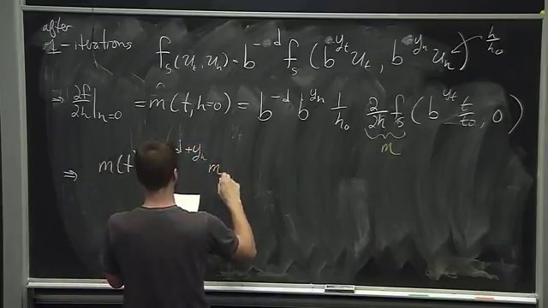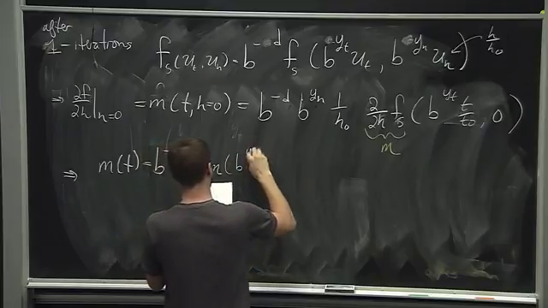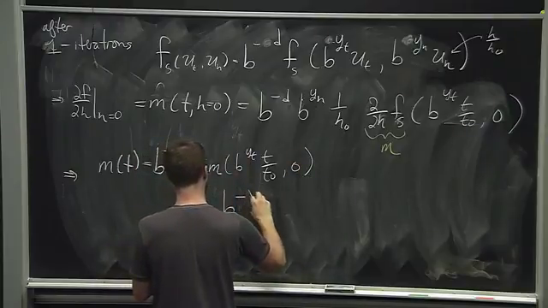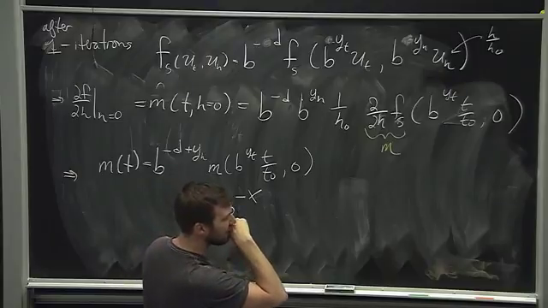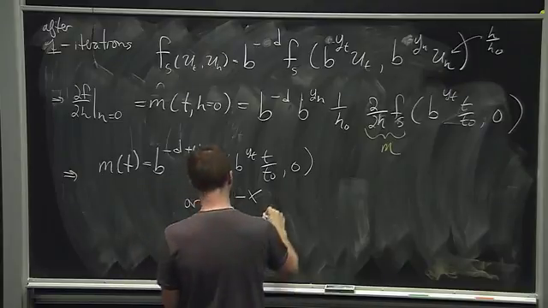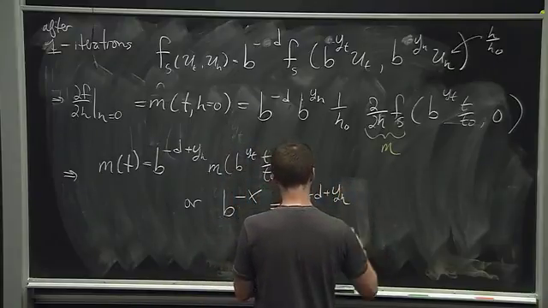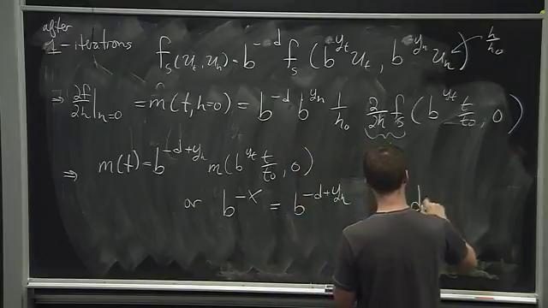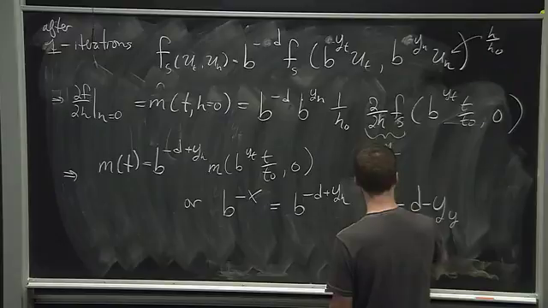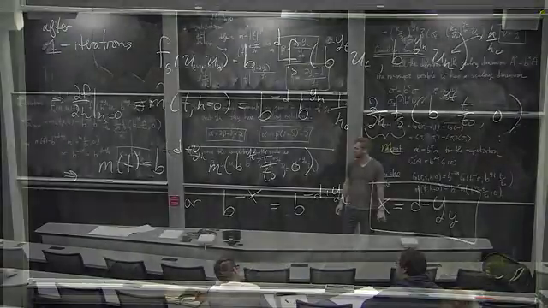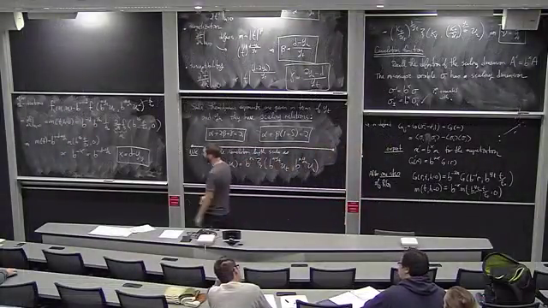I'll call this I. I think it's b to the minus x. I've done it right, so that's, yeah, b to the minus x equals b to the minus d plus yh. So x should be... so that's a scaling dimension of the microscopic variable. It's a scaling dimension of the spin, it's a scaling dimension of the magnetization, in terms of the dimension at h.